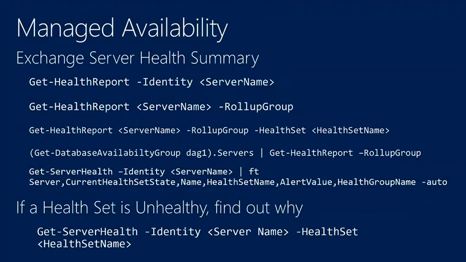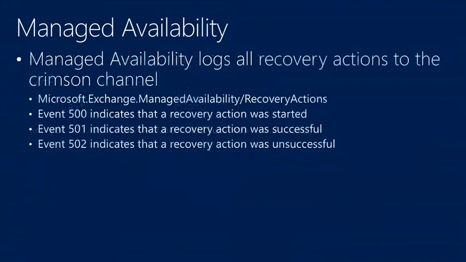So here's some examples of how you can get the health of your Exchange server. This is just showing you how to get it for a specific server. This is showing you how to get it for a specific server with a roll-up of all the managed availability groups. This is showing you how you can get things such as health information for an entire database availability group without having to go from server to server to server. You can get the whole DAG just in one commandlet. And then if a server does report that one of its health sets is unhealthy, you can use this commandlet at the bottom to find out more information as to what component in that health set is unhealthy.